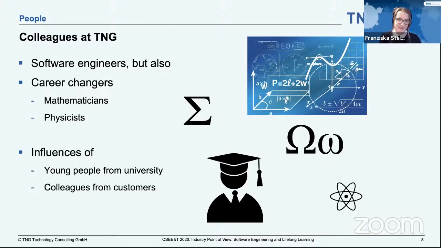Where else do we get influences from? For example, we have a lot of influence from young people from university. Lots of colleagues join us directly after their doctorate, master's, or bachelor's. And we have a lot of influence from our customers, because we work together with colleagues from there, often on a daily basis. So what's necessary for becoming a colleague at TNG?